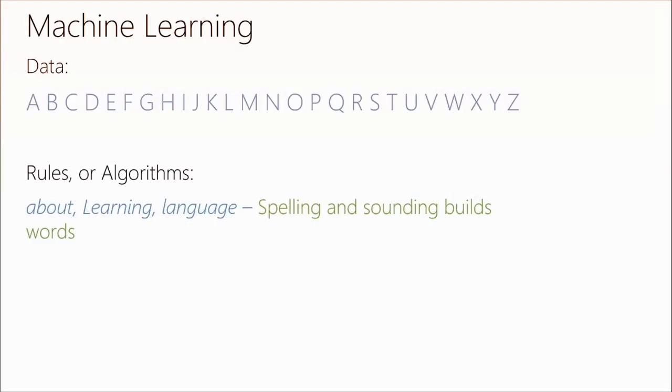Now, on top of that, we can apply some rules, or you could name those algorithms. It's the same thing. But we see here, if I put an A and a B and an O and a U and a T, in English, this makes the word about. There's rules to that spelling. You're not supposed to spell it other ways. My Canadian friends might say about, but it's still spelled this way. So the spelling and how you pronounce it determines a word. That's some rules we have, and we've got the word learning here and language.